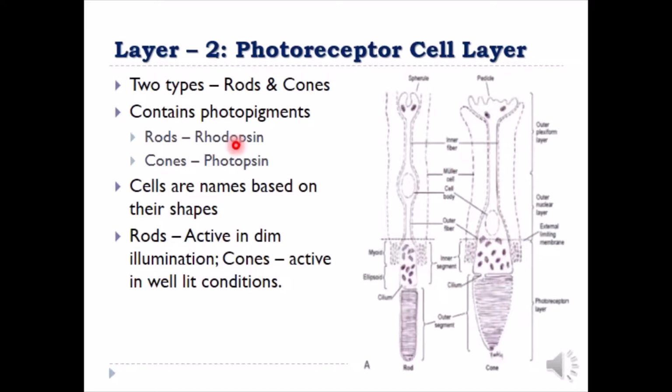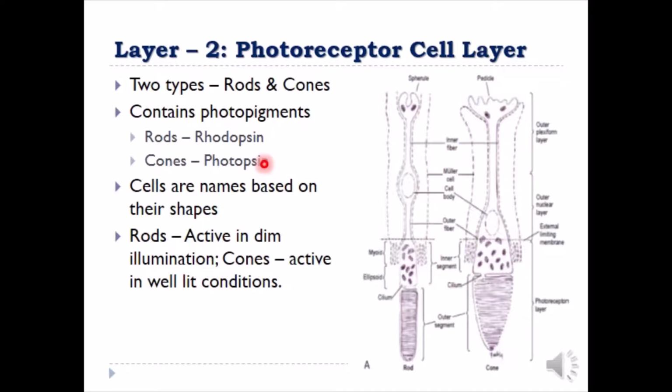We learned that in the retinal pigment epithelium there are two types of pigments. One is melanin, another one is lipofuscin. But in photoreceptor cells, each type of photoreceptor cell has specific pigments in it. Rods have rhodopsin and cones have photopsin. So those are the two types of pigments. These pigments help in the processing of light into neural signals.